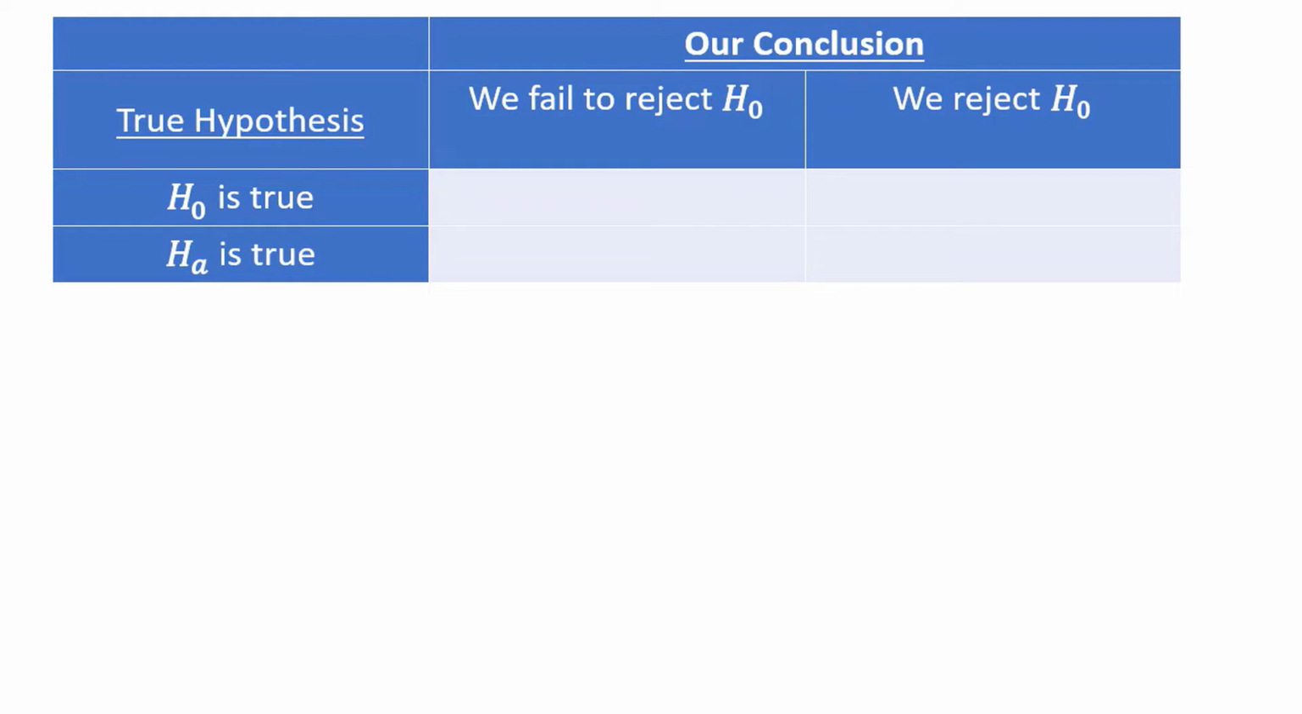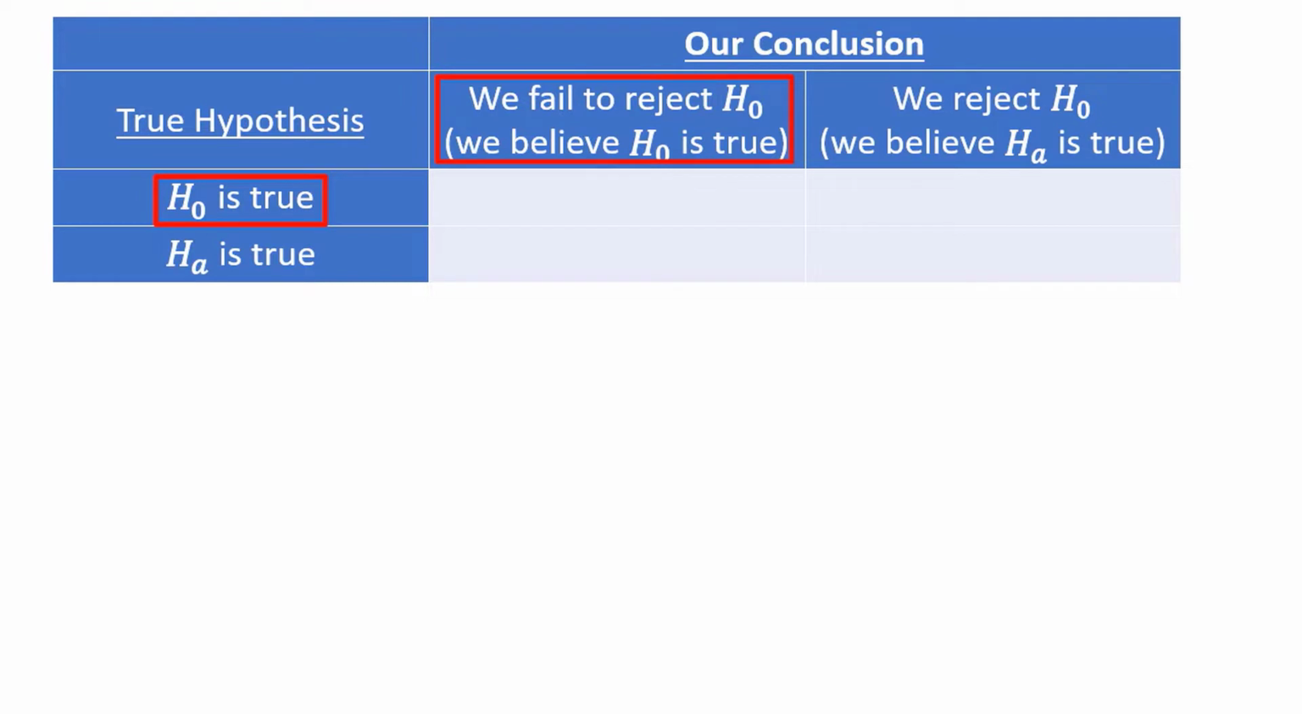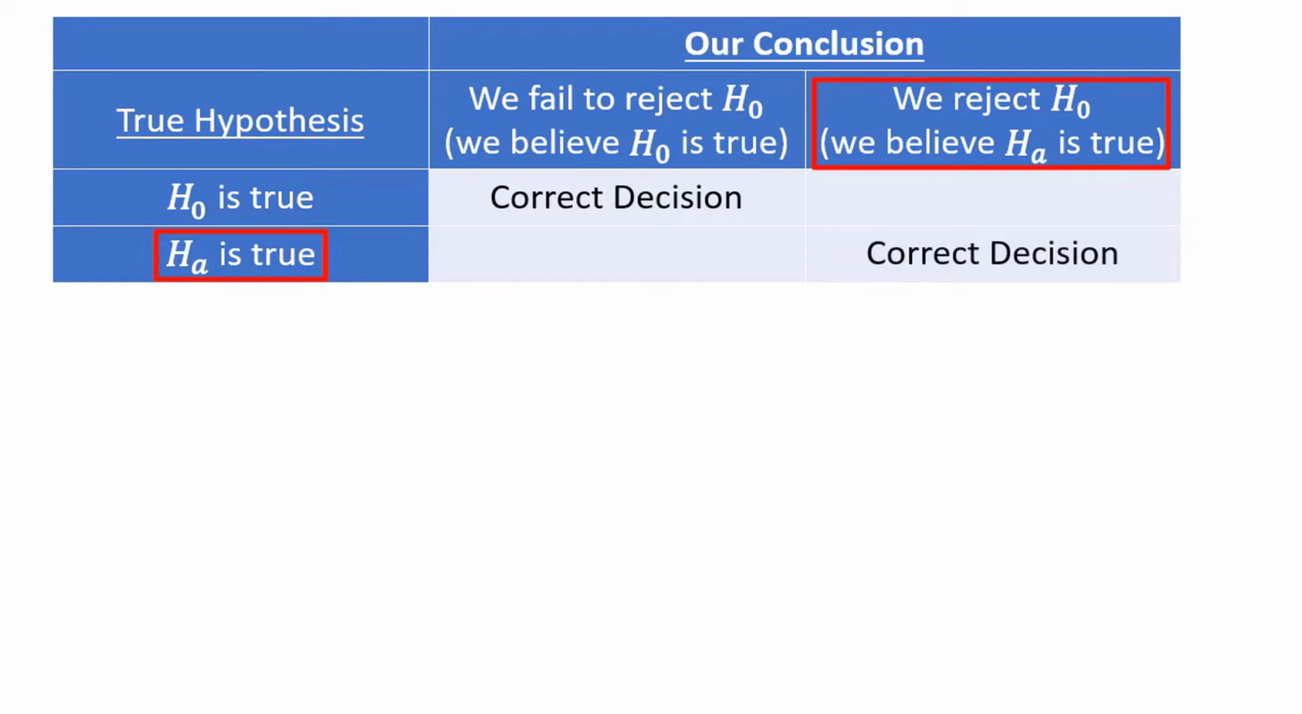To be extremely clear, failing to reject the null hypothesis means that we believe the null hypothesis to be true, and rejecting the null hypothesis means that we believe the alternative hypothesis is true. If the null hypothesis is true and we fail to reject it, we have made the correct decision. Failing to reject the null hypothesis when it's true is a good thing. Rejecting the null hypothesis when the alternative hypothesis is true is also the correct decision. If the alternative is true, we should be rejecting the null in favor of the alternative.